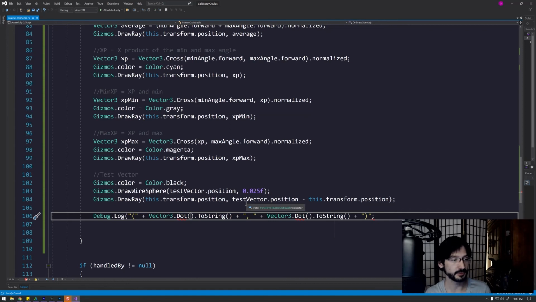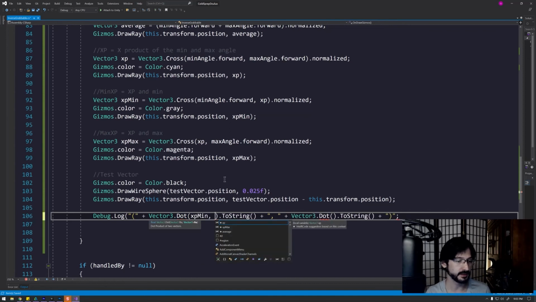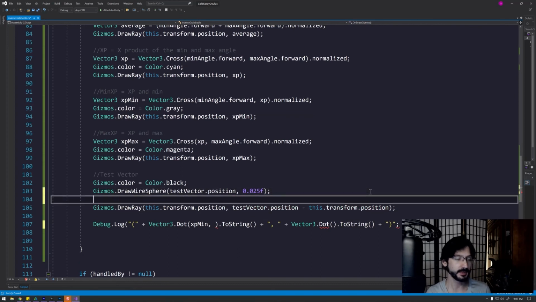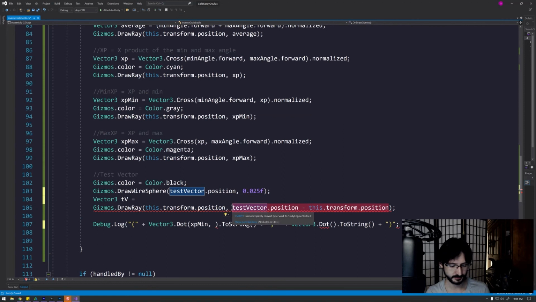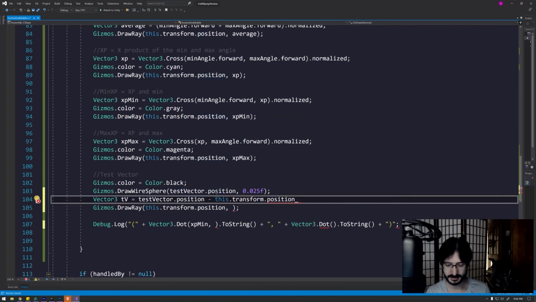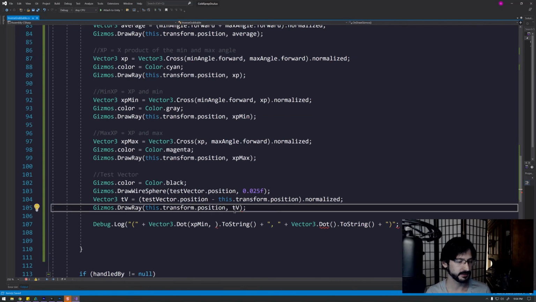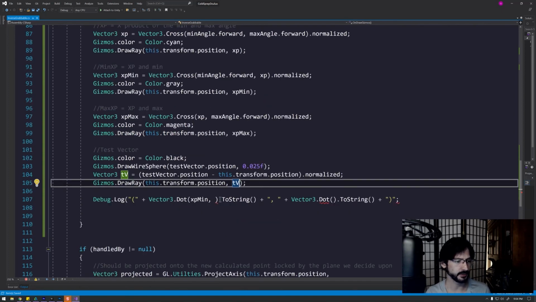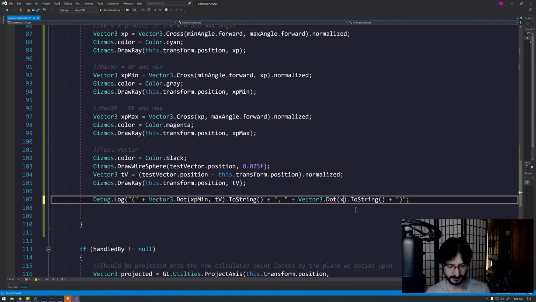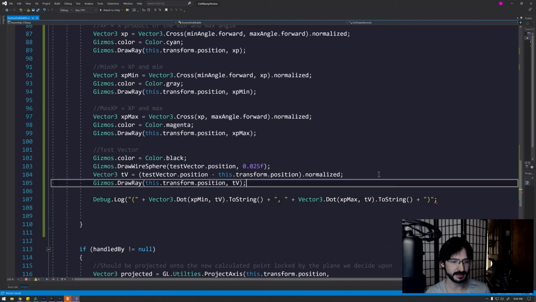So now the dot product will end up being xpmin, and it's going to be the other vector, which is the subtraction of these two. Might as well store this in a vector just for convenience. So let's do a vector3, and let's call this, what do we want to call this? Test vector, sure. Oh no, how about just TV, test vector? It's going to be equal to this stuff right here. And then we're going to normalize this as well. So we have a vector that's normalized. So there's TV. There's this vector here as well that's being used to draw the ray. Then we're going to take the dot product of this vector and the dot product of XP max vector, and we'll do a TV against that as well.